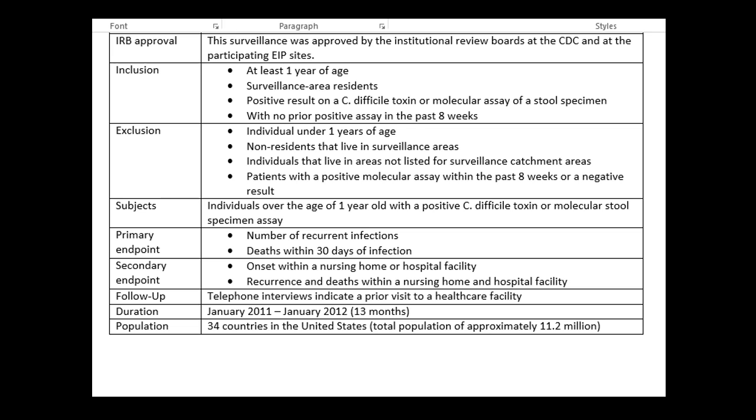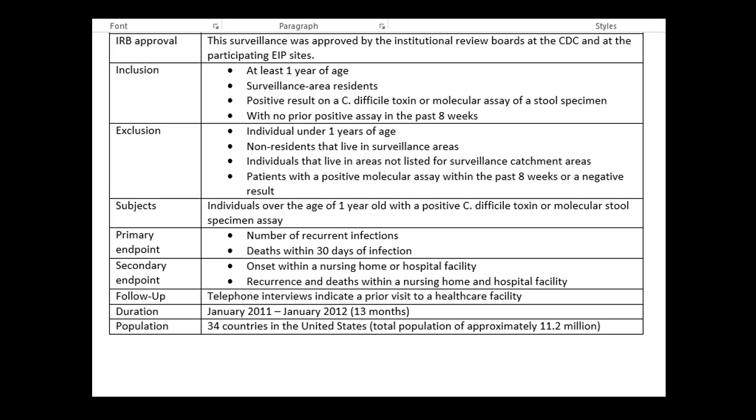This study was approved by the institutional review boards at the CDC and at the participating EIP sites. The inclusion criteria included that the patient be at least 1 year of age, live in the surveillance area, and they must be a resident of that area. They had to have a positive result on the Clostridium difficile toxin or molecular assay of a stool specimen, and they also could not have a prior positive assay within the past 8 weeks.